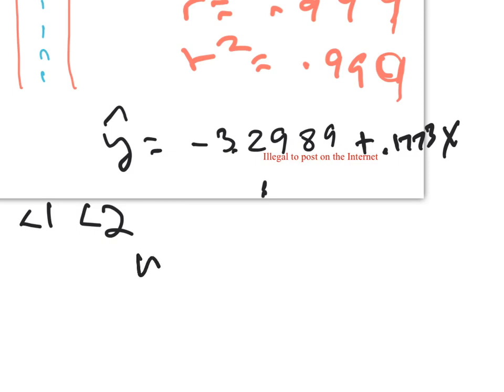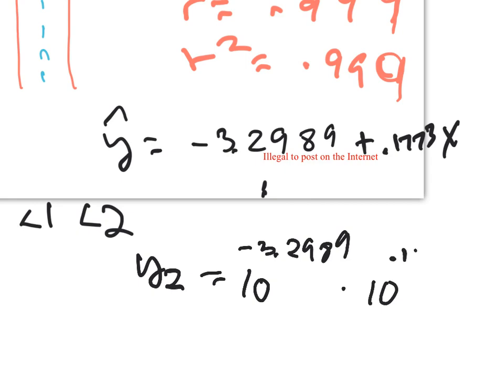Go to y equals, go to y2, and you're going to type in 10 to the a, negative 3.2989, times 10 to the b x, which is 0.1773x. And now go ahead and hit graph, and magic should happen. You use the re-expressed data line to create the exponents on the tens, and it should go through pretty. Does it go through nice and pretty?